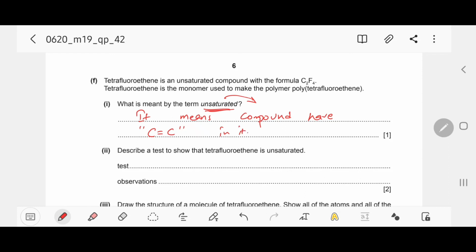And usually they ask only for the unsaturation test. So you have to remember that the test for unsaturation is the bromine water test or bromine vapor test. You can also say the vapor, and I'm writing bromine water test. And the observation would be that bromine water, which is actually an orange or red solution, will turn decolorized. So we can write decolorized or turns colorless.